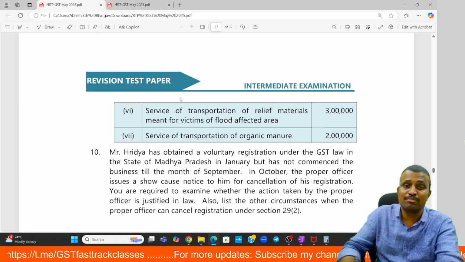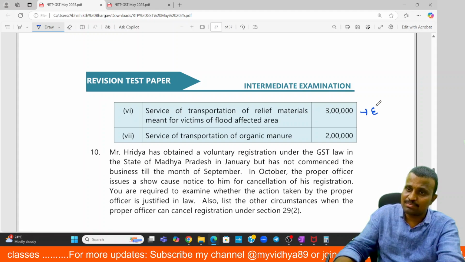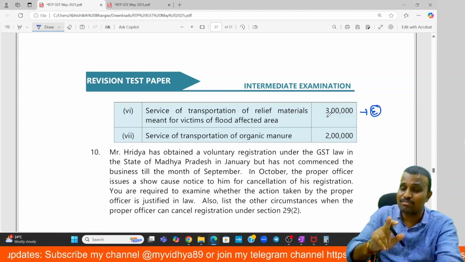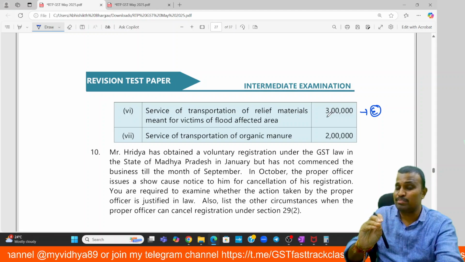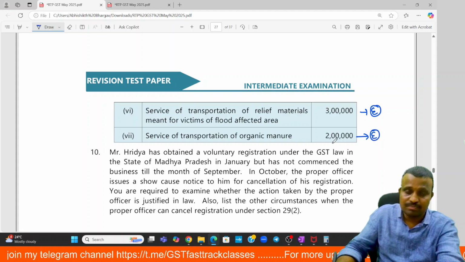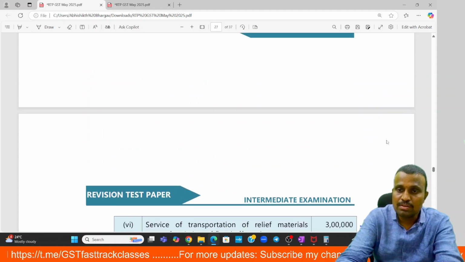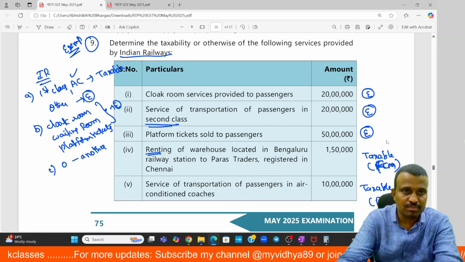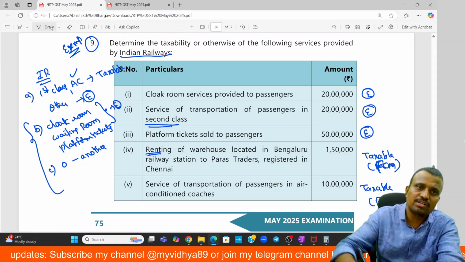Service of transportation of relief material: relief material, if anything transported relating to the victims, is exempted. And food items, if any transported, are exempted. Relief material transported, defense equipment transported, military related defense equipment transported, that is exempted. And agriculture produce transported is exempted. Organic manure is also exempted. Chemical manure is taxable, but organic manure is exempted. Okay, so these are the things. Only 4 and 5 are taxable under forward charge mechanism. This is one of the new amendments, and these 2 points are the new amendments. Okay.